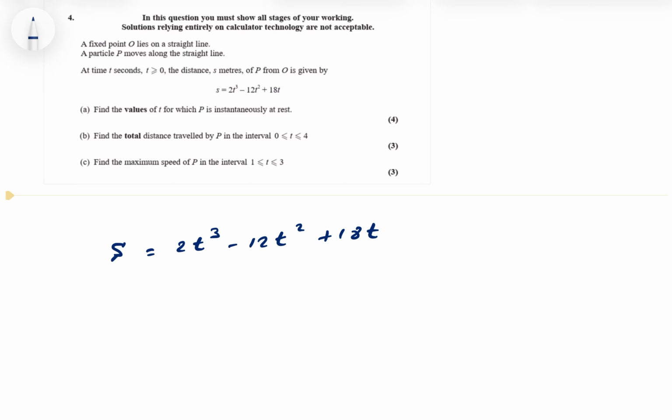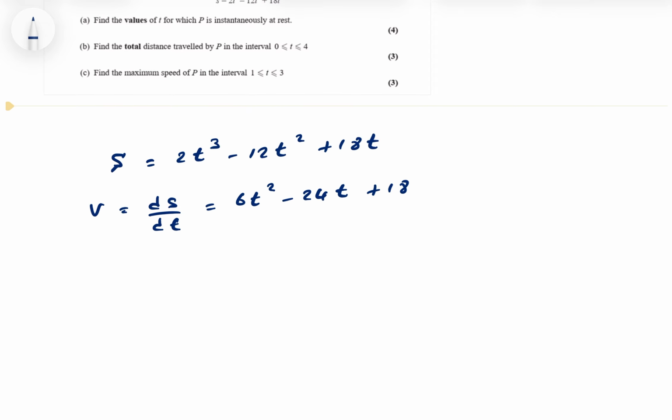For it to be instantaneously at rest, we must first find the velocity function. The velocity function would be ds by dt. Let's differentiate this. That's going to be 3 into 2 is 6t squared minus 24t plus 18. So this is the velocity function. When it is instantaneously at rest, obviously v should be 0.